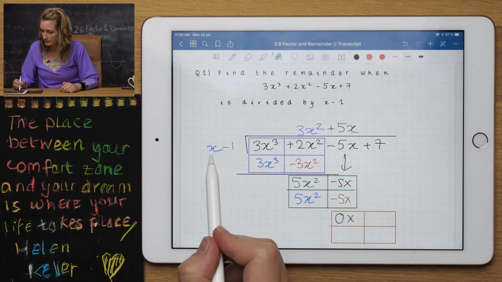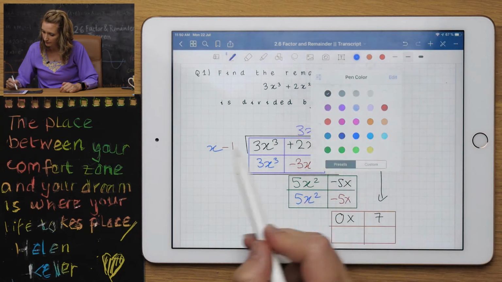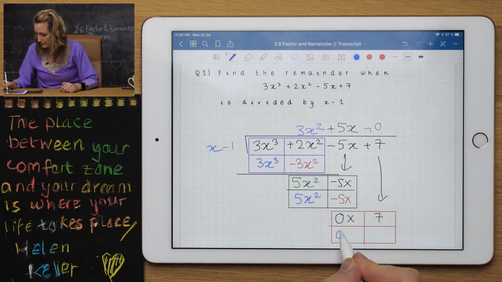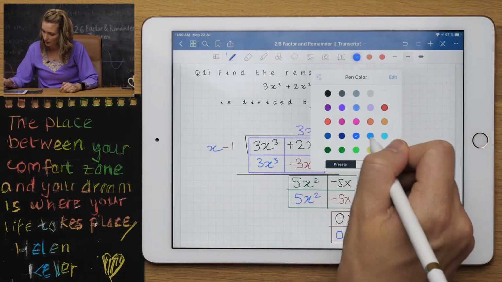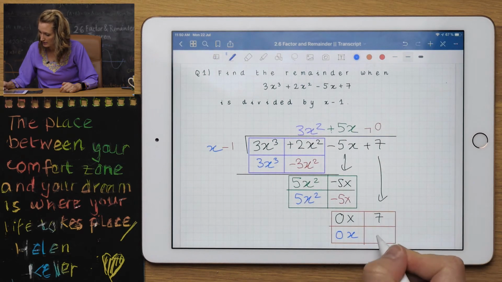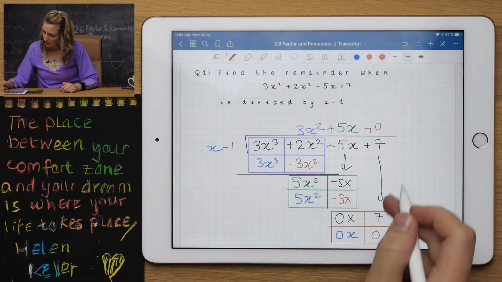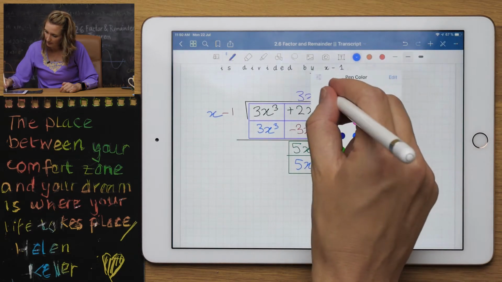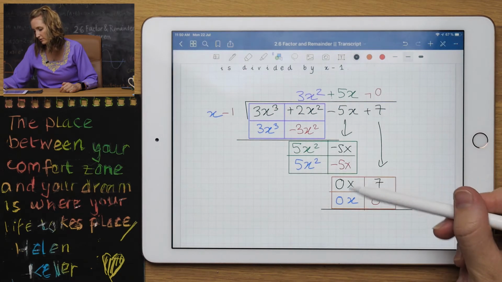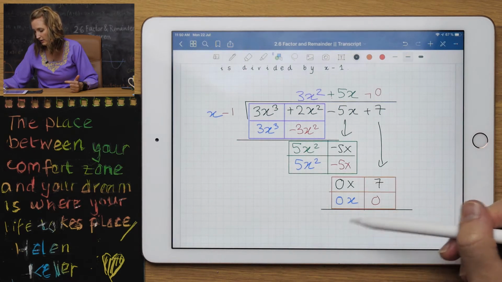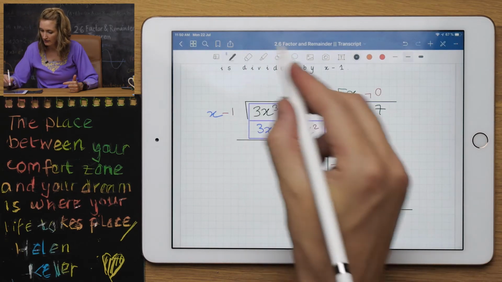What's 0x divided by x? Well, that's 0. So, multiply again. x times 0, 0x, minus 1 times 0 is going to be 0. Oh, that needs to be in red. And then to calculate the remainder, we would subtract. So 0x take away 0x is obviously nothing. 7 take away 0 is 7. And that's going to be our remainder.